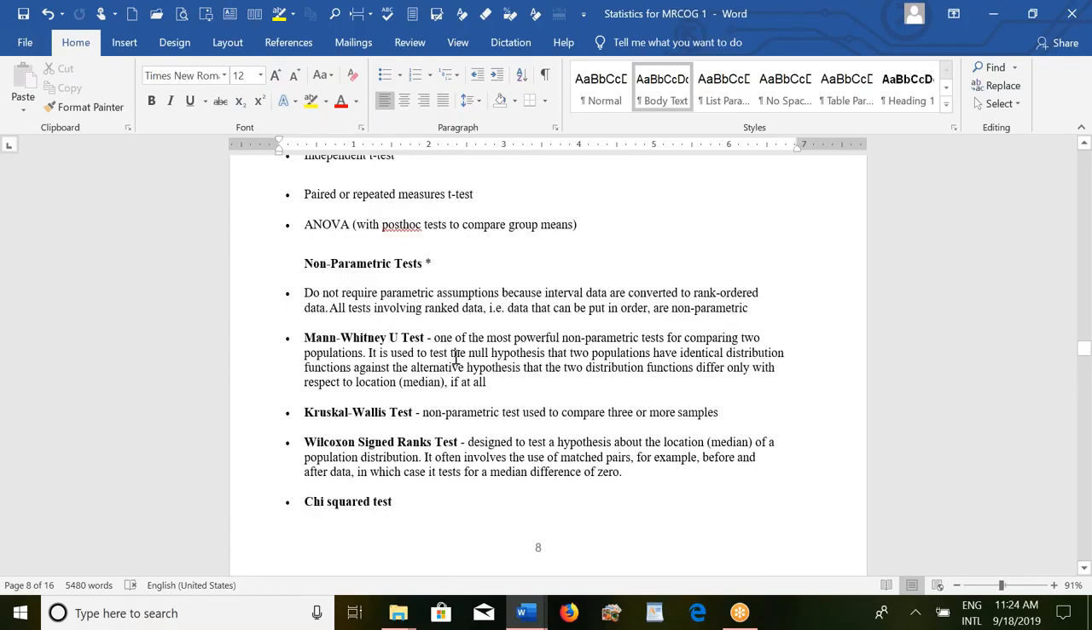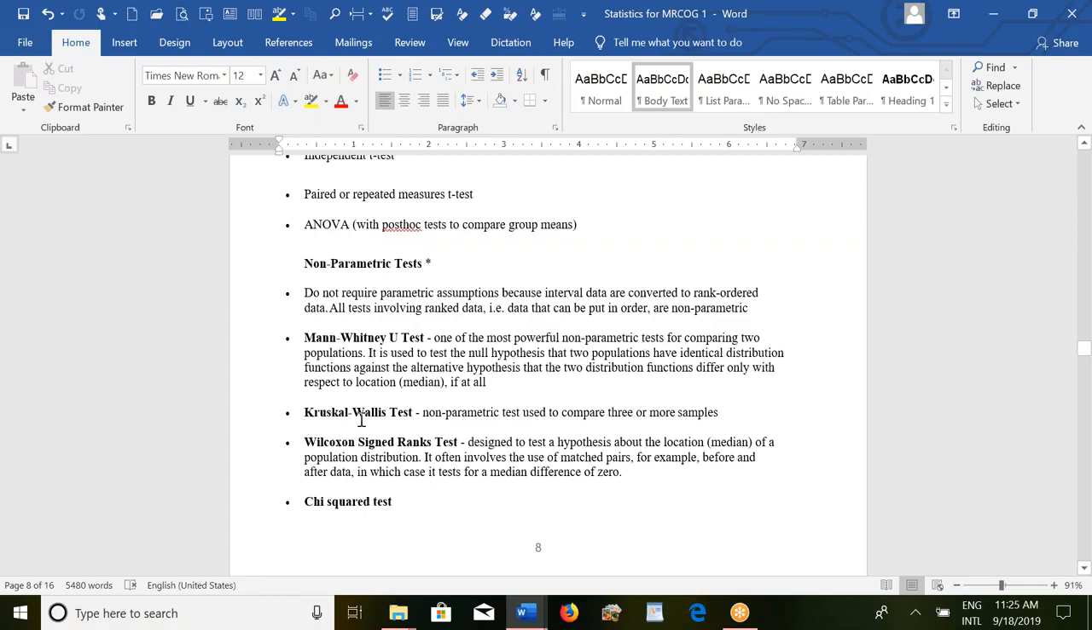This is one of the most powerful non-parametric tests for comparing two populations. It is used to test the null hypothesis that two populations have an identical distribution function against the alternative hypothesis that the two distribution functions differ only with respect to location, like the median. Just remember Mann-Whitney U test, a non-parametric test when you have two populations.